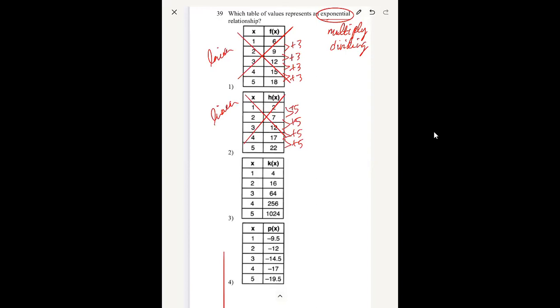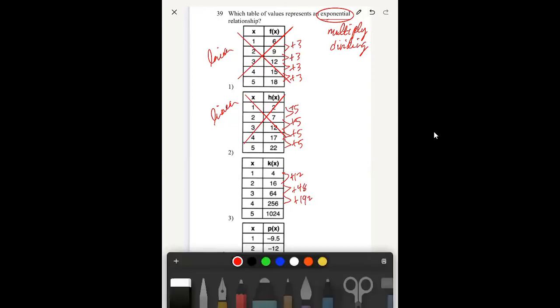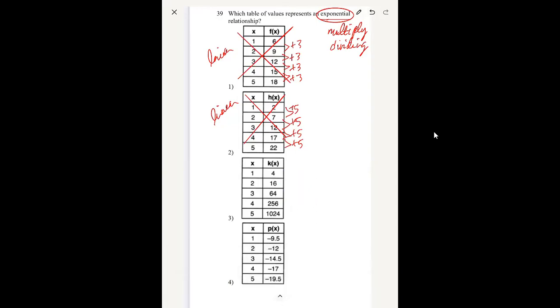K of x. Now, this is not going up by the same amount. This is going up by 12, and then from here, this is going up by 48. And then this one is going up by 96. Is that 96? No, it's not 96. What is it going up by? It's going up by 192. But whatever it is, you can see that this is definitely not linear. As soon as you know it's not linear, then check to see if it's exponential.